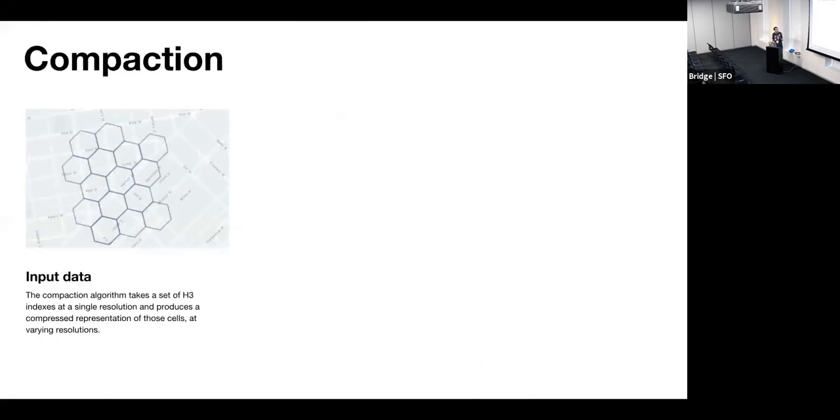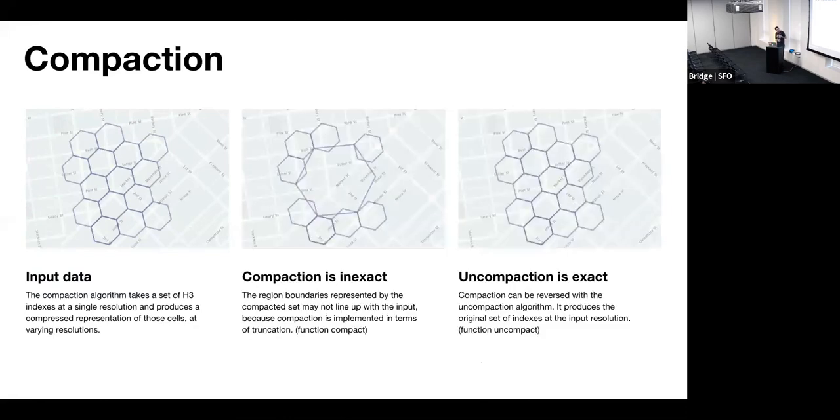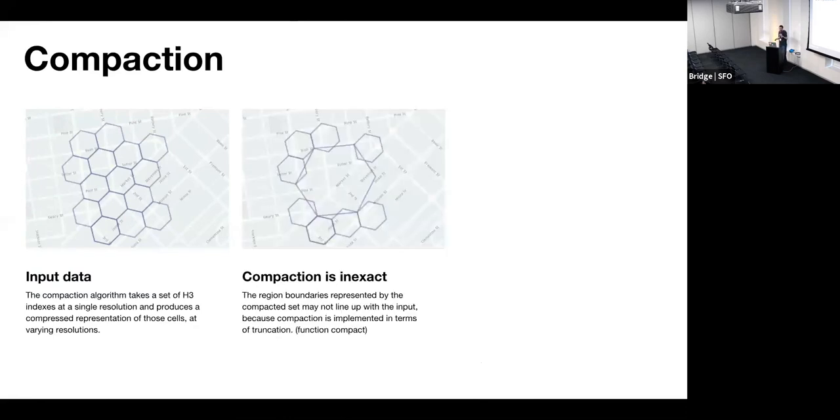Let's come back to the compression use case that we talked about earlier, where we're taking a dense set of cells and we're using a smaller set of cells, the smallest we can, to represent that same area. This is called compaction inside of the H3 library. In this case, we compact it. Because we're changing the resolutions of the cells, we are introducing that shape error. So when we compact a set of cell identifiers, the compacted set does not exactly match the shape of the original set.